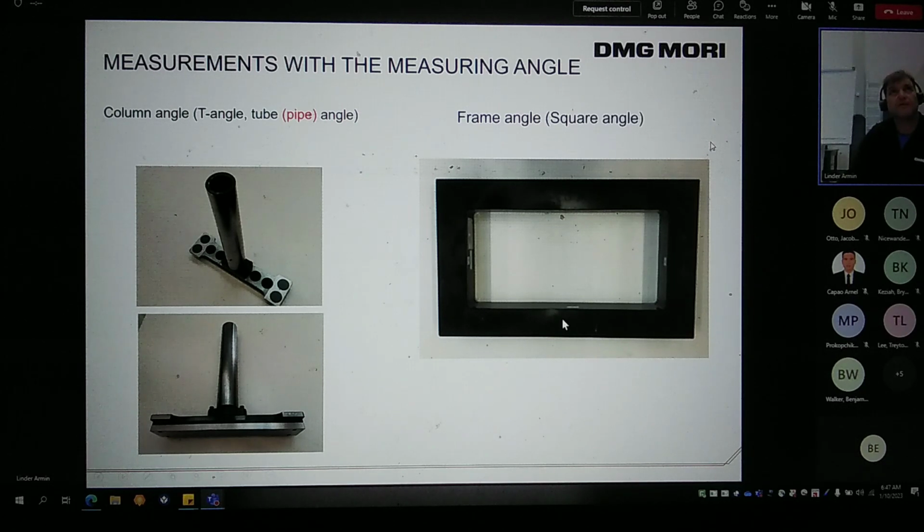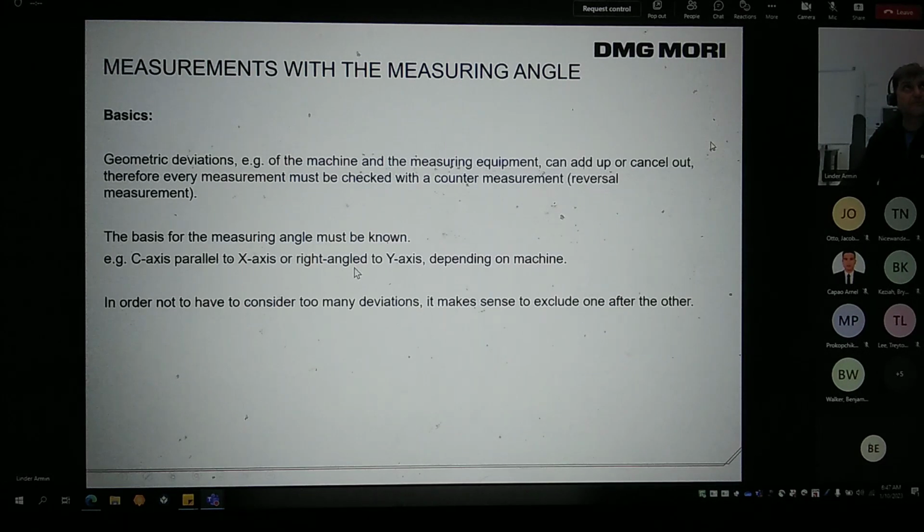Sometimes different. On the right side we see the frame square angle. In that case, that is a kind of stone. So later on I will show it a little bit nearer with the camera, because also frame angles have some tolerance, or some manufactured tolerance. So measurement with the measuring angle or the T-angle.